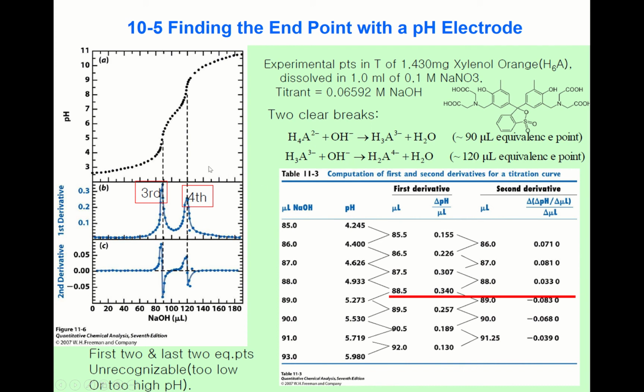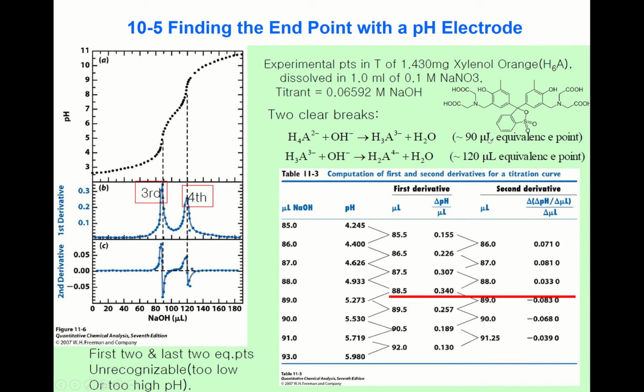Let's look at this figure. This is the titration curve of this material. This is diurnal orange, which is one of the indicators. It has a very complicated structure, and it is a hexaprotic acid. This is a weak acid, but hexaprotic. It can produce 6 protons when dissolved in water.